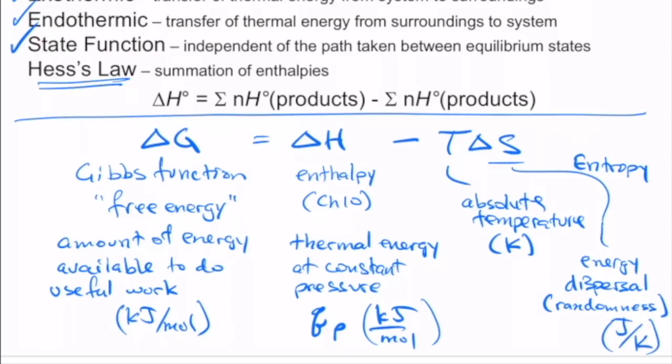Where delta G, the Gibbs function, is the amount of energy available to do useful work, we can also think of the entropy as the energy of the system that's not available to do useful work. So it just dissipates into the overall universe. So that's where we're going in this chapter, and we're going to be addressing each of these new thermodynamic functions separately. We'll start with entropy, and then the second half of this unit, we'll be talking about the Gibbs function, the free energy of the system.